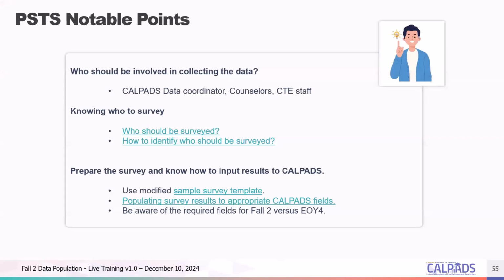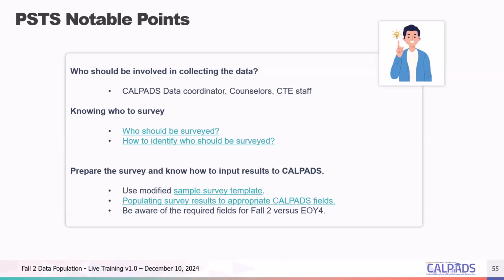These are the notable points that we want to ensure that you understand with regards to PSTS reporting. You should coordinate with counselors and with CTE staff in ensuring that the relevant completers are surveyed and that the data that you submit to CalPADS is accurate for the PSTS submission. And you need to know who to survey. LEAs should survey CTE pathway completers as currently defined who exited secondary education in the 23-24 academic year, regardless of cohort, and who were not expected to return.